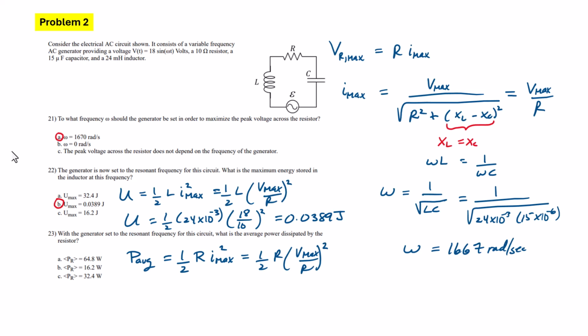I can go ahead and substitute in all our values. We have 1/2. Vmax squared is going to be 18 squared. And then there's only going to be one resistance left over, so I'm going to be dividing that by 10. If I go ahead and substitute those numbers in the calculator, I think I should get 16.2 watts. So that there corresponds to choice B.